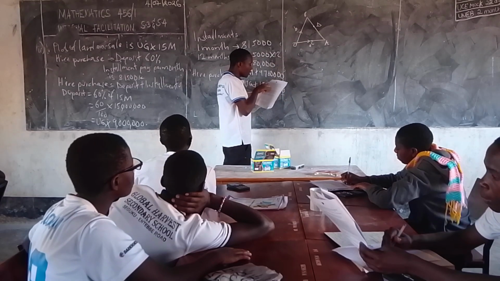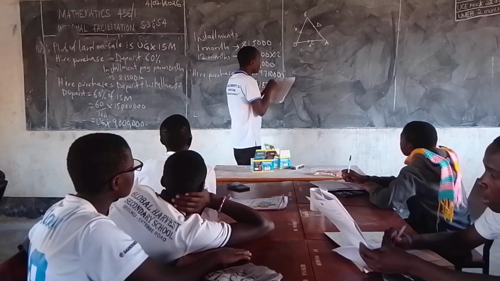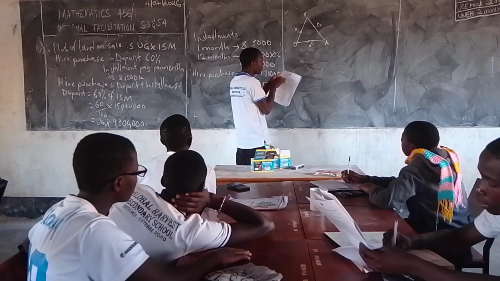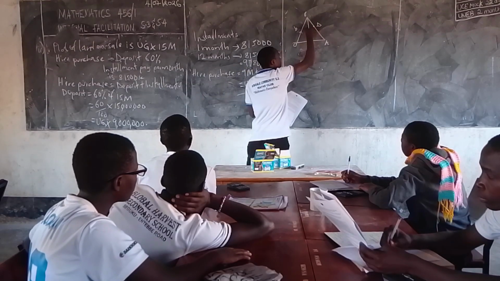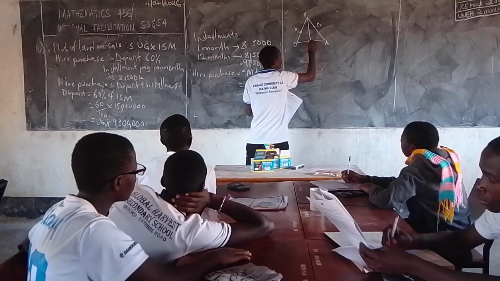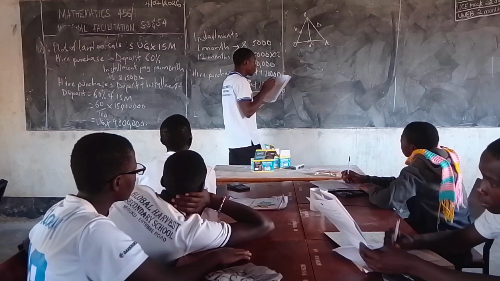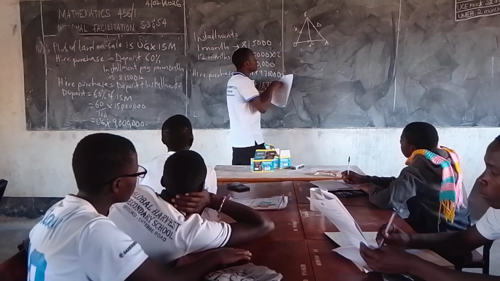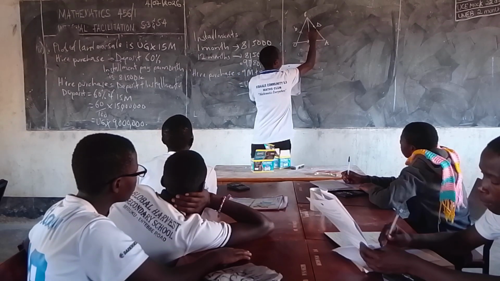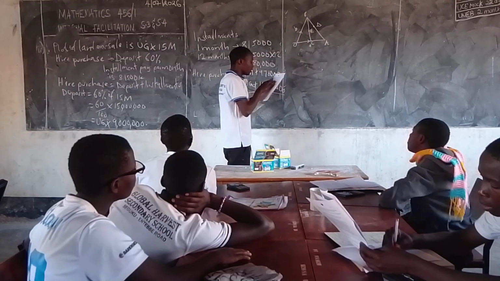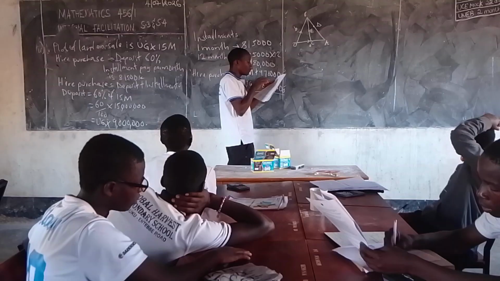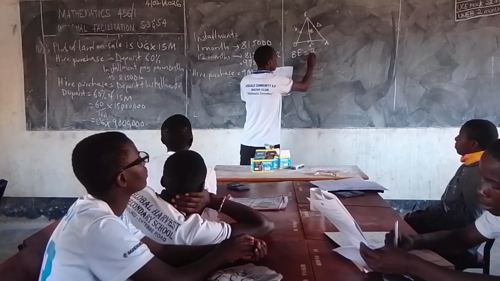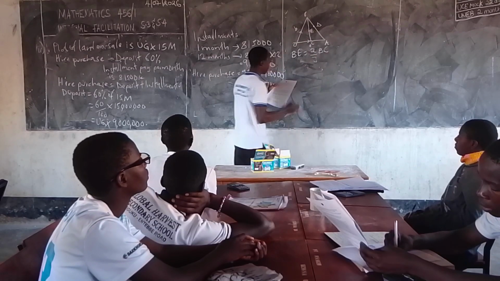So point E is to be marked on BC. We don't have BC, but they are saying there is a line BC, so we draw that line joining B to C. And that's our line BC. So they say that on BC there is a point E. So we mark a point here which is E, such that BE is equal to 2 over 3 BC.